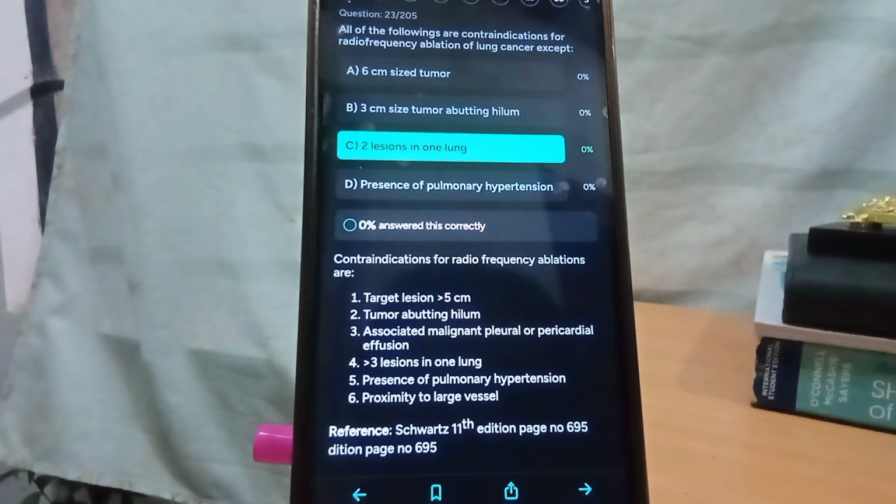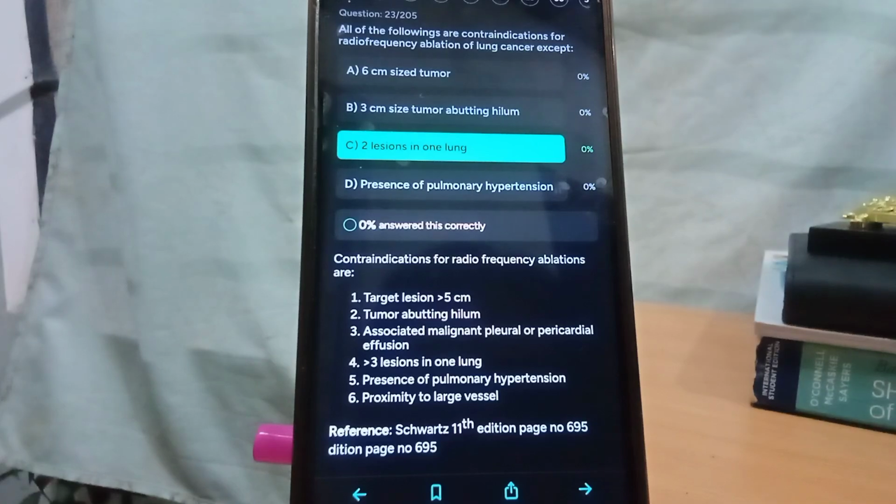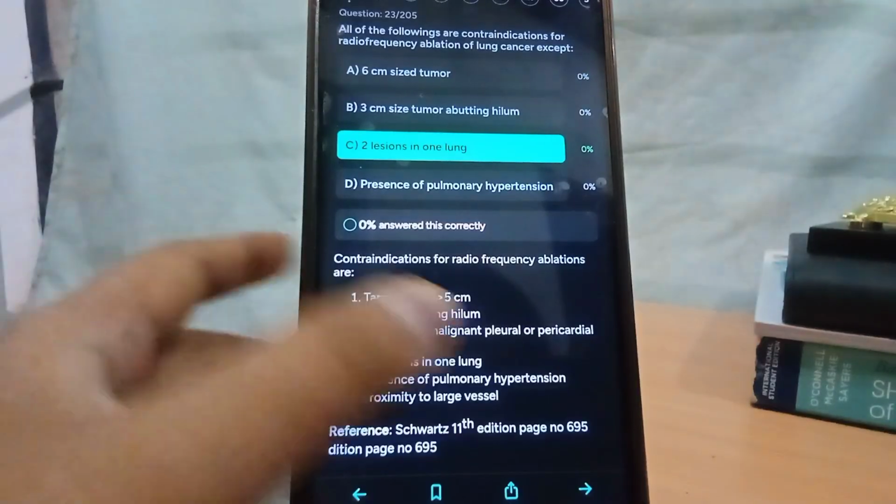So these are the options. The first option is 6 cm, so we cannot do RFA for tumor more than 5 cm. Then the second one is 3 cm size tumor abutting hilum. So any tumor which abuts the hilum, we cannot do radiofrequency ablation there. Then the fourth is presence of pulmonary hypertension. So presence of pulmonary hypertension or pleural effusion, proximity to any large vessel, or more than 3 lesions in one lung, there we cannot do radiofrequency ablation.